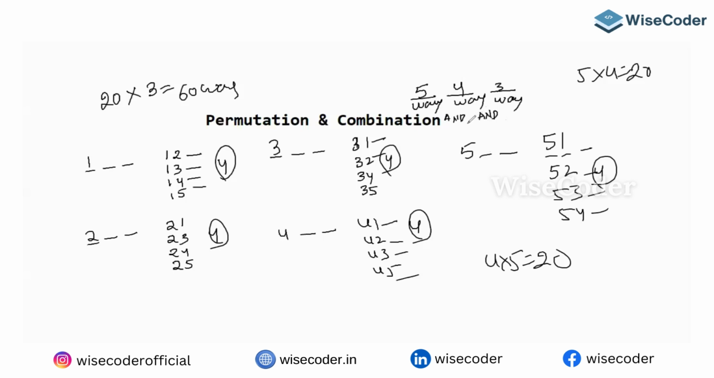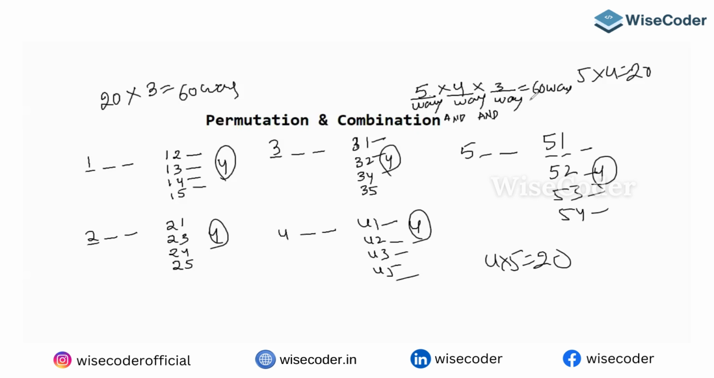Since we have to fill the 100 position and the 10th position and the unit position, AND means what? It's a multiplication. That will give you 5 into 4 into 3. So 5 4s are 20. 20 into 3 is what, guys? 60 ways. This is all about the rule of AND. Are you getting my point? It's all about counting.